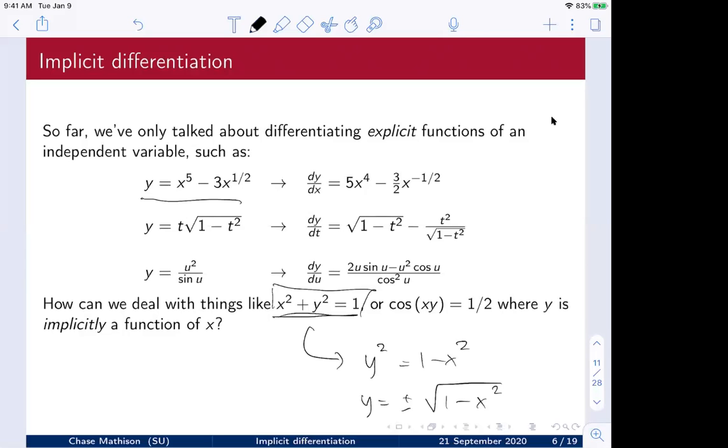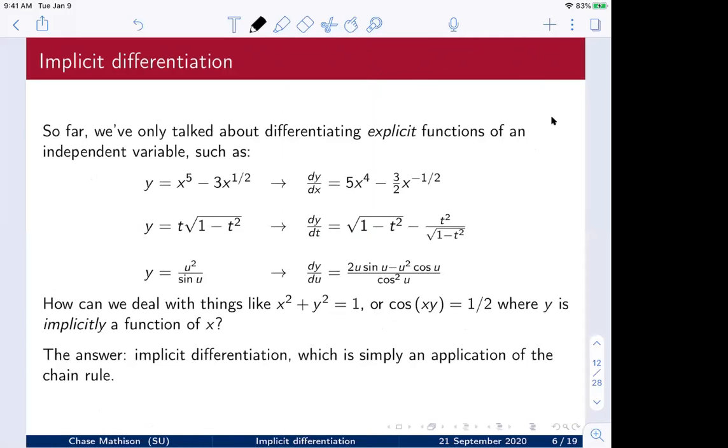This equation just defines a curve, right? And the derivative then tells us the slope of that curve, the general slope. It would be nice if we could work with this instead of working with two different functions at once. This is what implicit differentiation is going to do for us. It's going to let us work with functions that are implicitly defined, not explicitly defined.